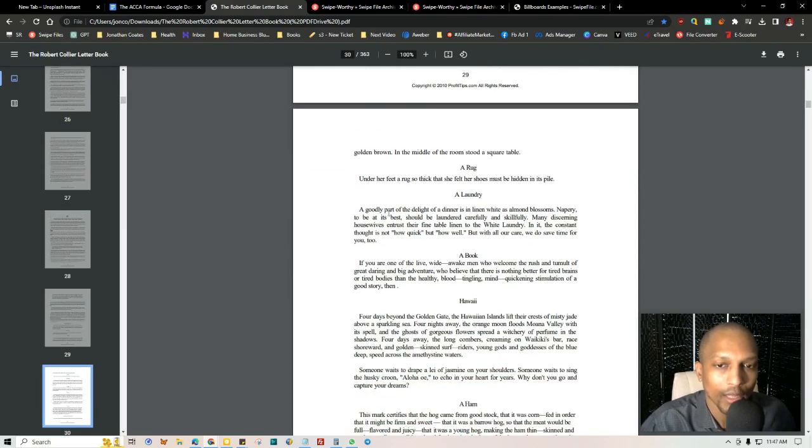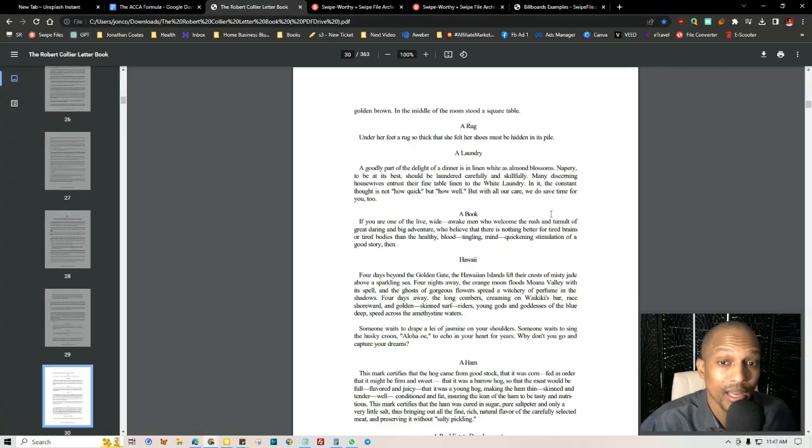A laundry, a goodly part of the delight of a dinner, and in linen white as almond blossoms. Napery, to be at its best, should be laundered carefully and skillfully. Many discerning housewives entrust their fine table linen to the white laundry. In it, the constant thought is not how quick, but how well. But with all of our care, we do save time for you too. A book. If you are one of the live, wide-awake men who welcome the rush and tumult of a great daring and big adventure, who believe that there is nothing better for tired brains or tired bodies than healthy blood, tingling mind, quickening stimulation of a good story, then... So this goes on and on.